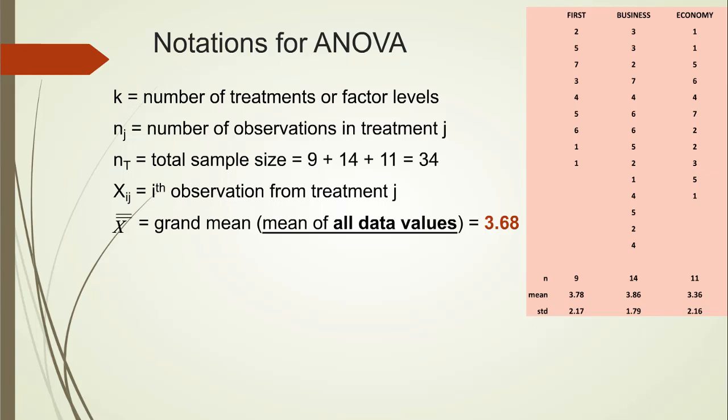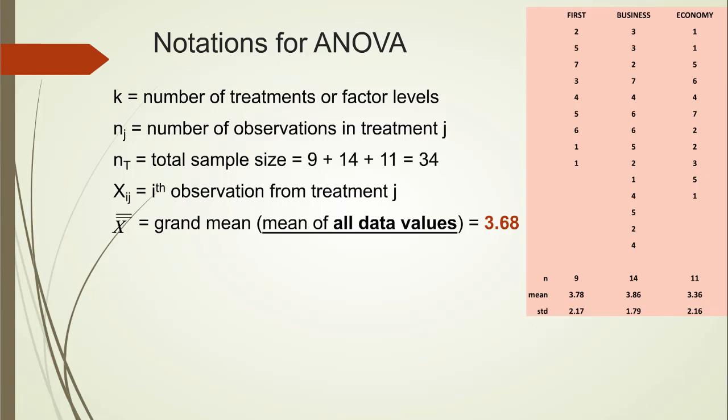Typically, we use X with 2 subscripts to represent the ith observation from the jth treatment. For example, X21 is the second observation in the first treatment, so that is the first class. Therefore, X21 is 5. X bar 1 is the sample mean of all first-class passenger satisfaction scores. That is 3.78. X bar 2 is 3.86, and X bar 3 is 3.36.